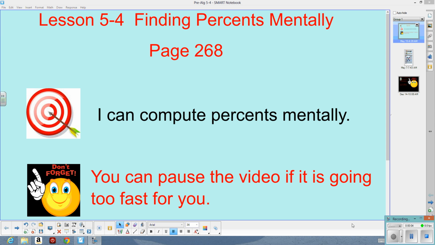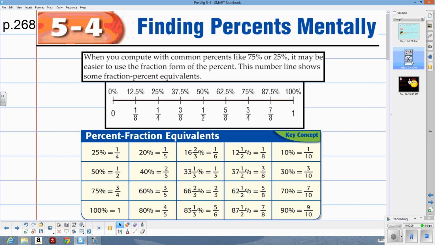In Lesson 5.4, you will be computing percents mentally. When you compute with common percents like 75% or 25%, it might be easier to use the fraction form of the percent. For example, on this number line, you'll see many common fraction and decimal equivalents. You may also want to copy some of these from this chart into your notes, especially this second column.